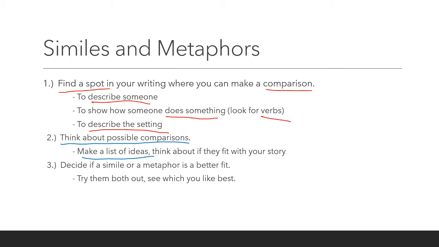The third step is deciding if a simile or a metaphor is a better fit. You're going to try them both out. You can write them or say them out loud and decide which one you like better. So for my example about the field, if I was going to say Rachel came to a green field that was an ocean of grass, or I could say Rachel came to a green field that was like an ocean of grass. How strongly do I want to make that comparison? Do I want to make the reader really see an ocean, or do I want them just to see that I'm trying to compare them? I'm going to try them both out and see which one I like.